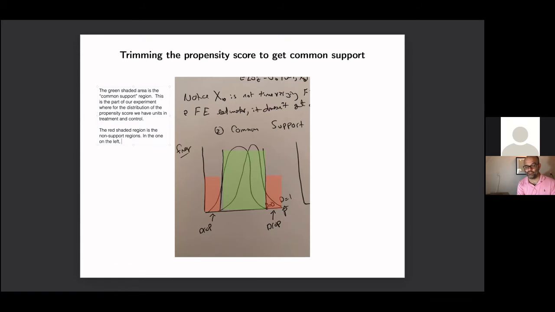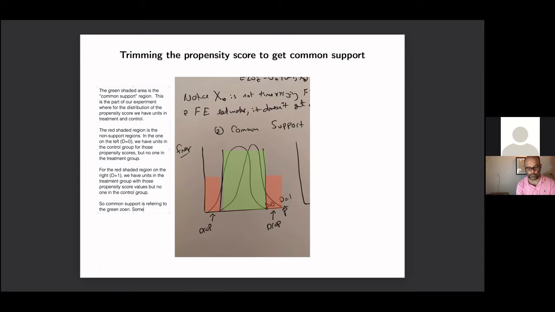The one on the left is D = 0, the control group. We have units in the control group for those propensity scores, but no one in the treatment group. For the red shaded region on the right, D = 1. We have units in the treatment group with those propensity score values, but no one in the control group, right? So common support is referring to the green zone.